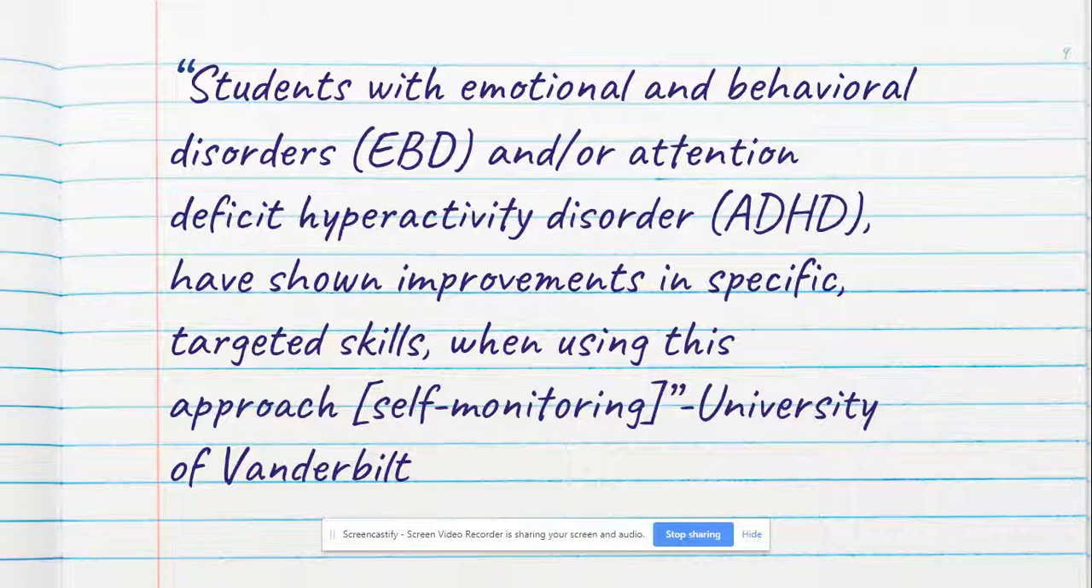Self-monitoring equips the child with developing their own awareness and coping mechanisms to control their behaviors rather than being told what to do. The student has more ownership of their choices and is fully engaged with the data because they are the ones collecting them. According to Vanderbilt University, students with emotional and behavior disorders and or ADHD have shown improvements in specific target skills when using the appropriate approach, self-monitoring.